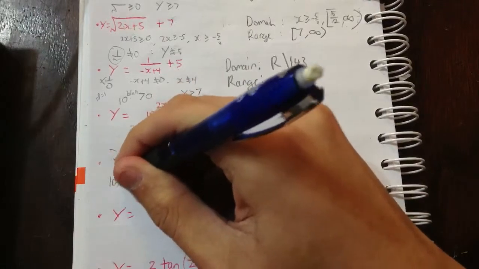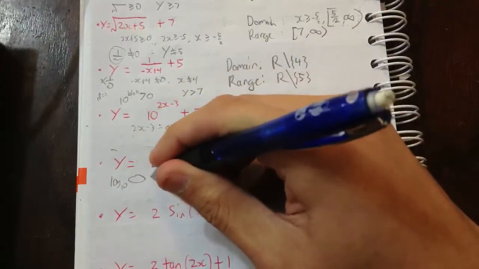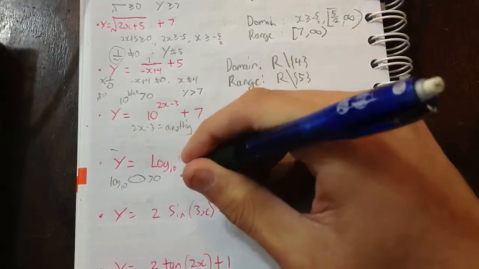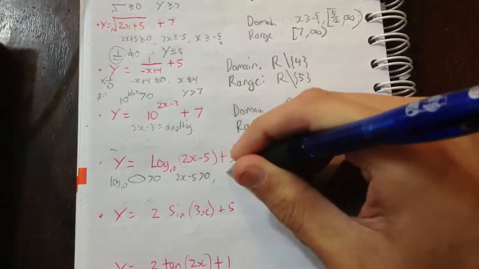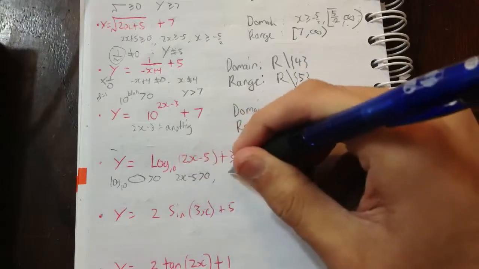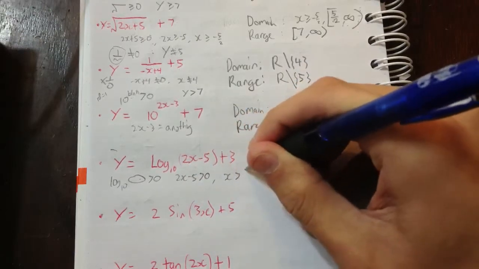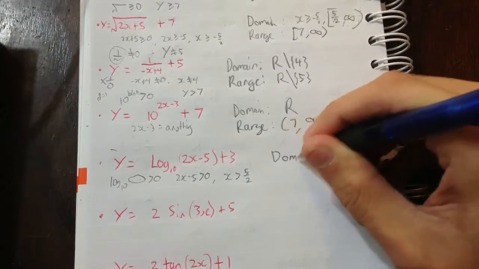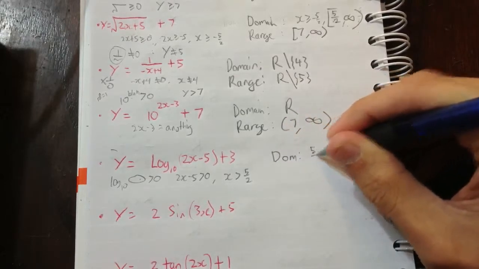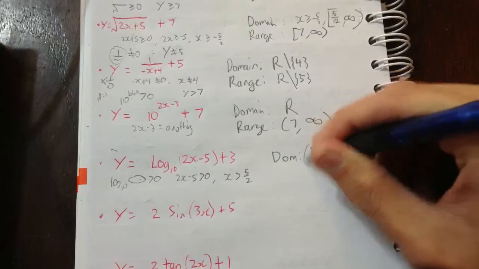We have log of something, and we know this something is always greater than 0. So 2x minus 5 is greater than 0. So I'm going to take the 5 over, take the 2 over. X is greater than 5 on 2. So our domain, easy: 5 on 2 to infinity.